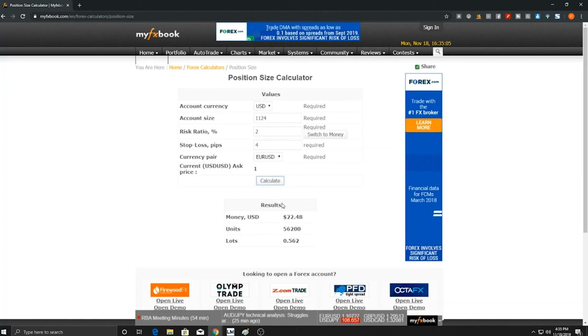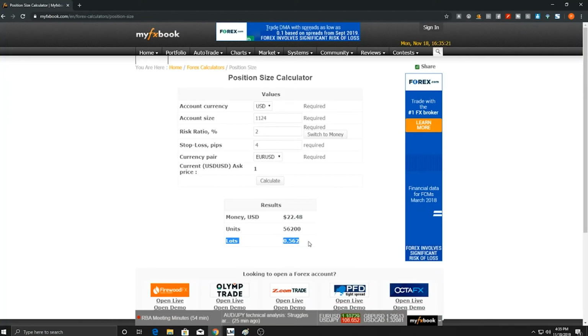What it's going to spit out for you is that you're risking this amount. That's what you're risking. If you were to lose 2% of this account, that's how much money you would lose. But what you guys need to know is this bottom number. That is your actual position size.